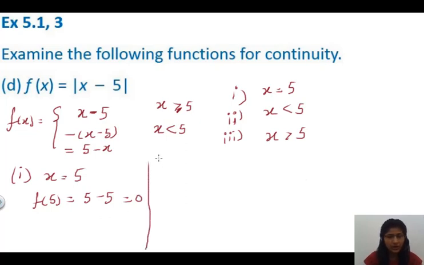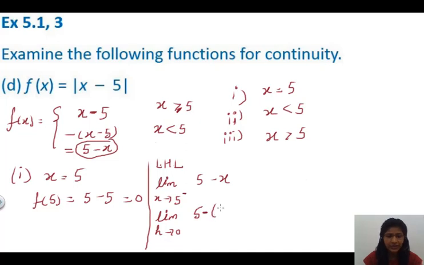Now let us solve our LHL, that means left hand limit. In that limit, x will tend to 5 minus, a value very slightly lower than 5. The function for less than 5, as you can see, is 5 minus x. So the function will be 5 minus x. Changing it to h tending to 0, instead of x, we are going to write 5 minus h. Now solving it and putting the value of h as 0, we get the answer as 0.